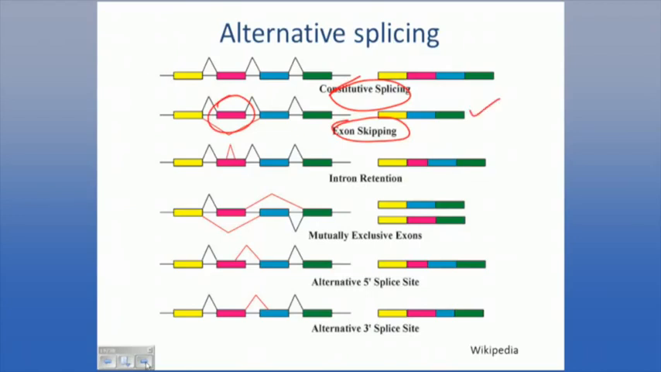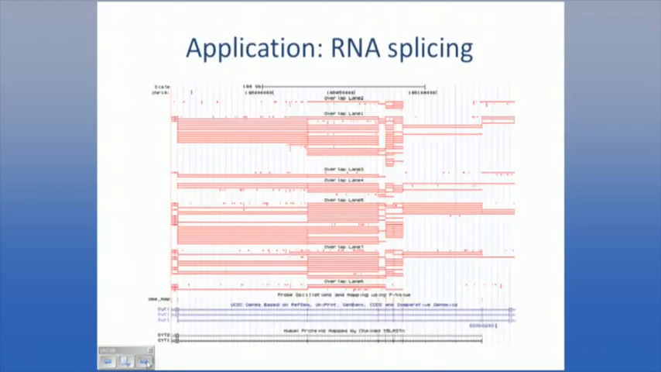You can have intron retention, in which case a small chunk of the intron is retained in the mature transcript. You can have mutually exclusive exons, where you have 2 very different transcripts that are made. And of course, you can have alternative 5' and 3' splice sites. So different forms are made because of the alternative forms. And in RNA sequencing, you can find all of these events.